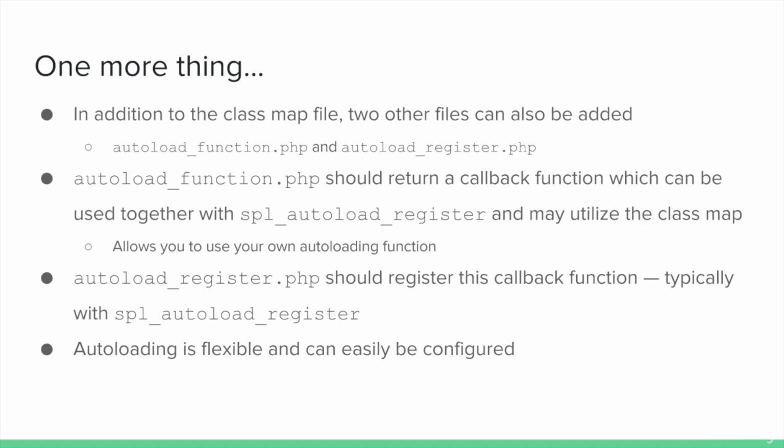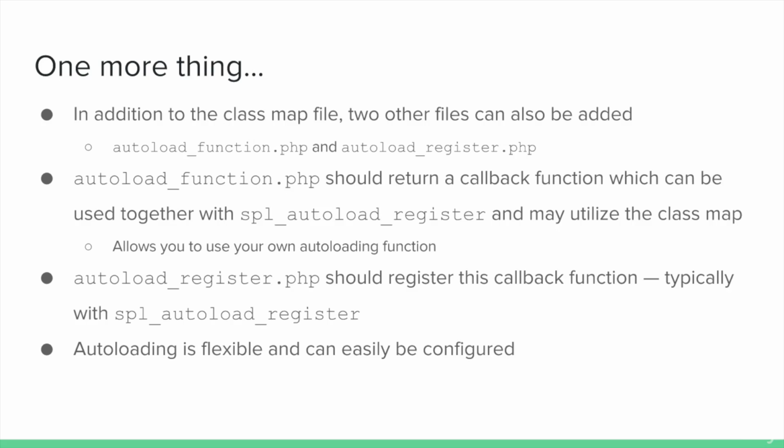And one more thing, in addition to the classmap file, actually two other files can also be added. An autoload_function.php and autoload_register.php. So the first one, autoload_function.php, it should return a callback function, which can be used together with the SPL autoload register function. And this may utilize the class map. This is basically if you want to configure autoloading, but this is for pretty advanced use cases, so for the most part you won't have to bother with this.